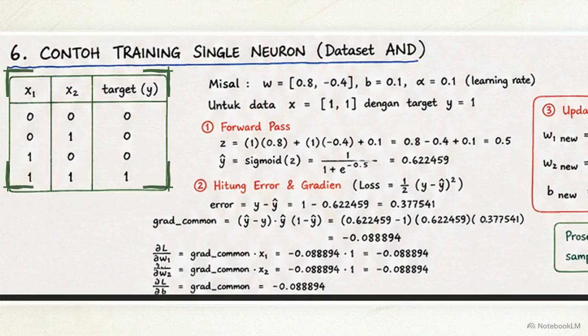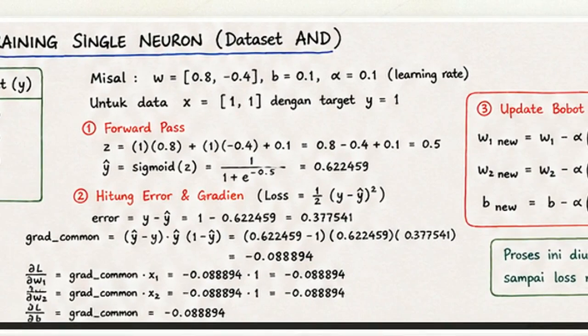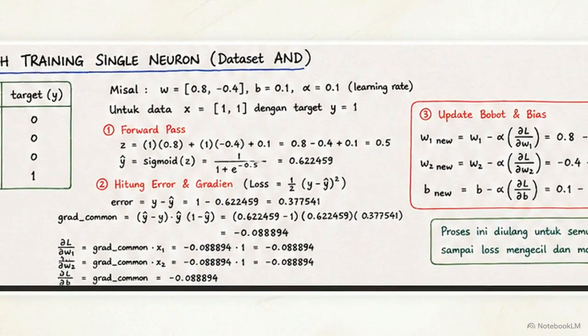This green table shows our target data, the correct answers. If the neuron's forward pass predicts an output of 0.622, but the target table says the answer should be exactly 1, we have an error margin of 0.377. The neuron was wrong. To fix this, we look at step 2.